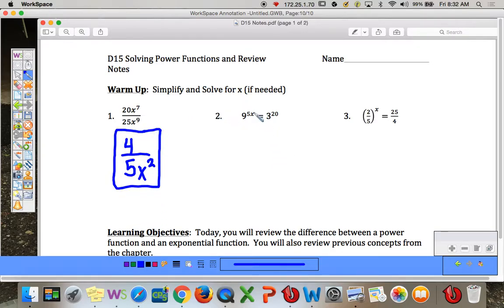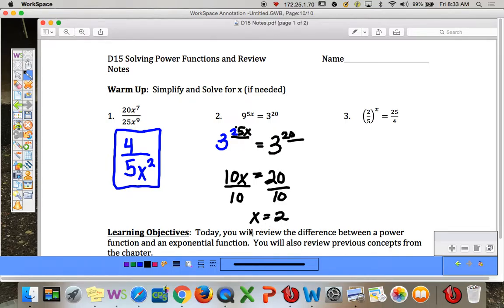The next one right here, we're solving for x. Let's try finding a common base, but we could also solve using a log, but I'm going to do it using a common base. So I know 3 is a common base. 9 is the same as 3 squared, and then we have our 5x, so times 5x, and that equals 3 to the 20th. Now that my bases are the same, I'm going to just set my exponents equal. 2 times 5x is 10x. We got 10x equals 20. And we can divide each side by 10, and we get x equals 2.